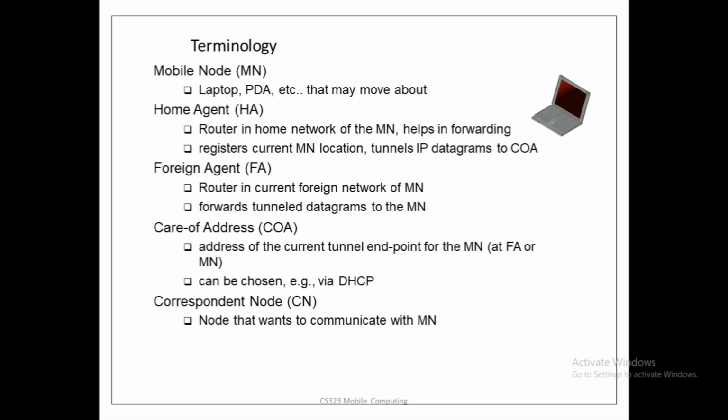The MN, or mobile node, keeps its IP address and can continuously communicate with any other system in the internet as long as link layer connectivity is given, right? Laptops, PDAs, etc. that may move about. Home agent: the router in the home network of the mobile node helps in forwarding, and registers the mobile node's current location, and tunnels the IP datagrams to the COA. COA means care of address, right?